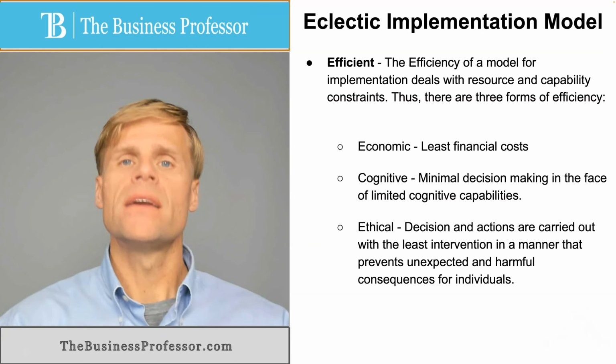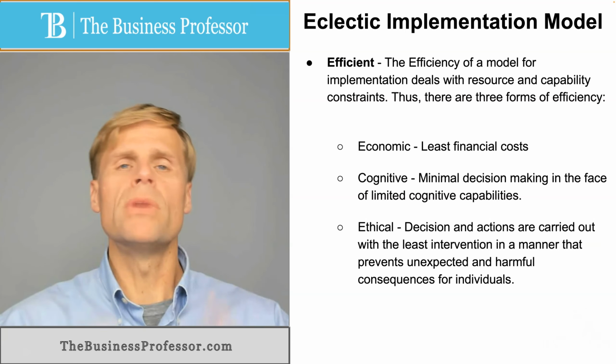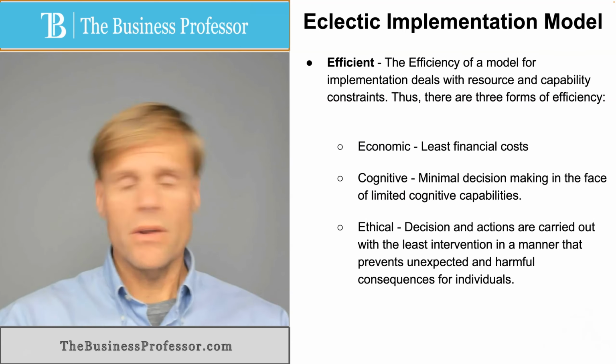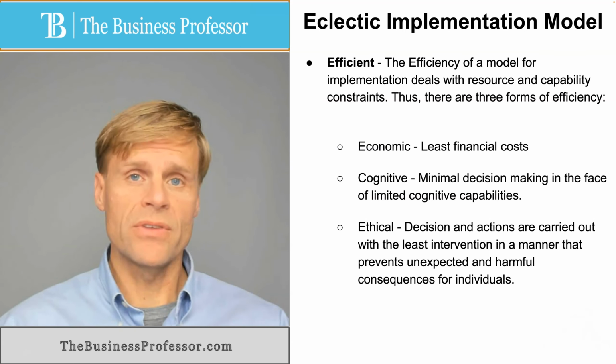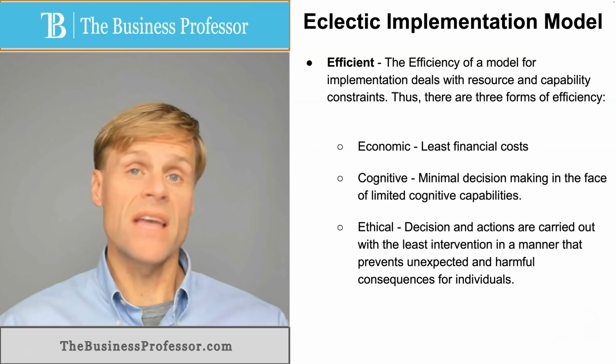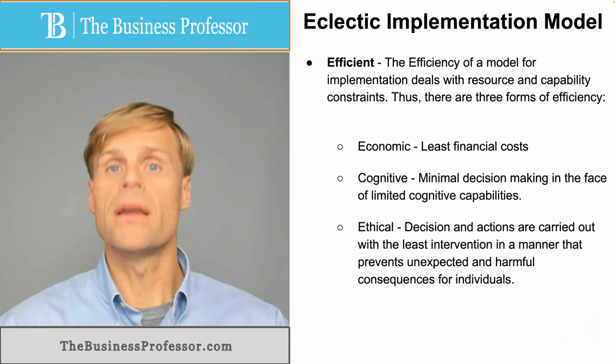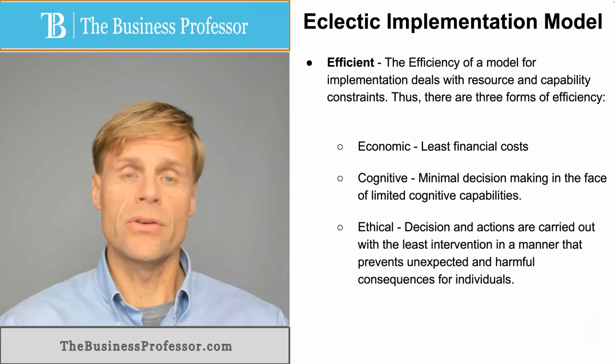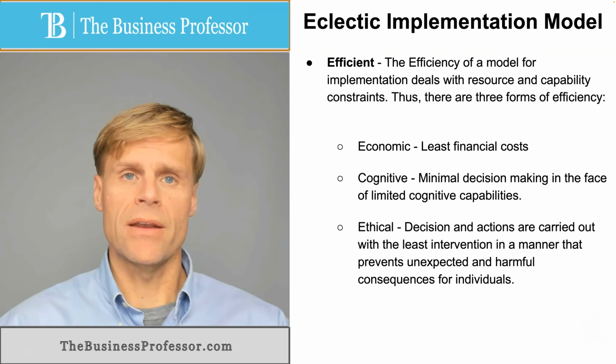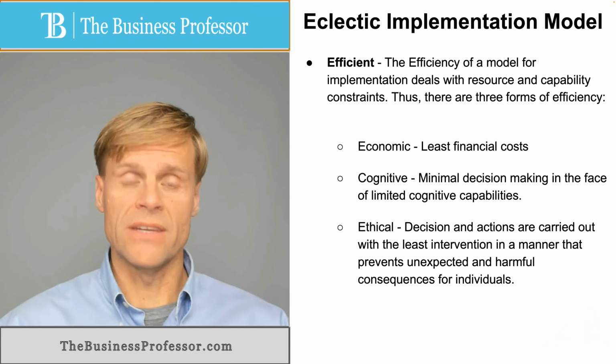And then lastly, efficiency. The model itself must be efficient. Now, there are various types of efficiency, and we've identified some here. First is economic efficiency. You're not wasting resources. You're preserving assets and you're not incurring costs that are unnecessary. Two, it has to be cognitively efficient.